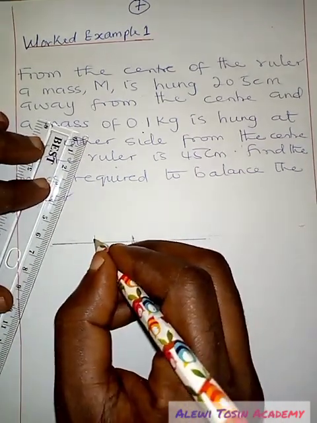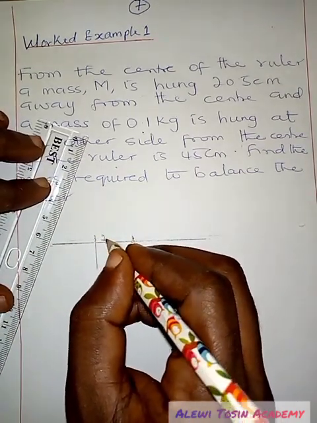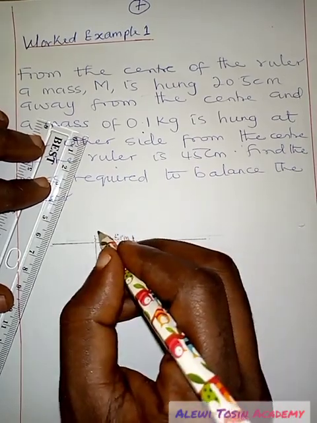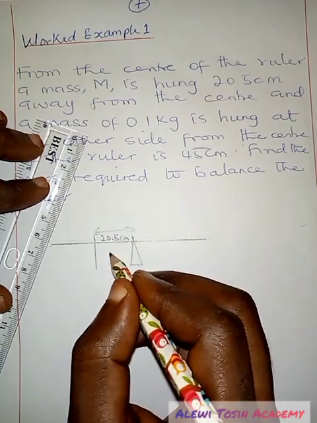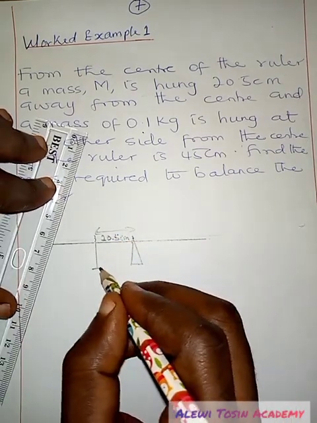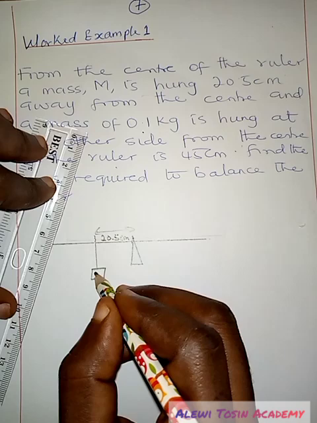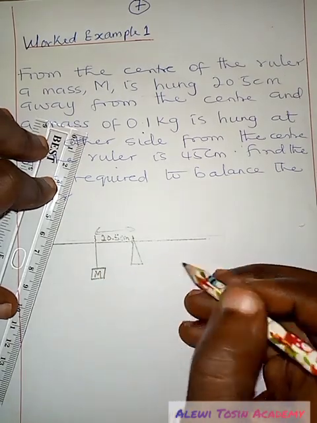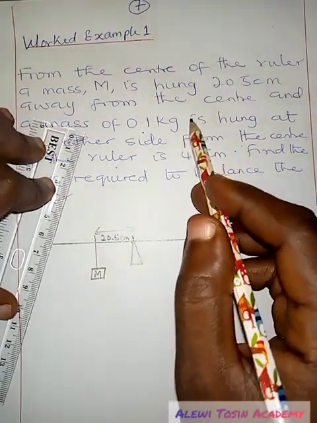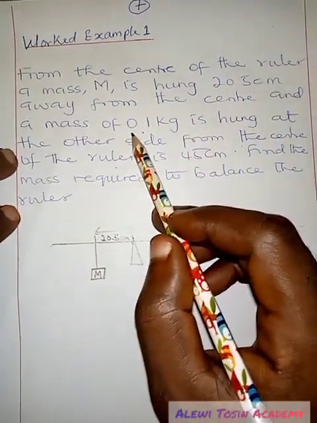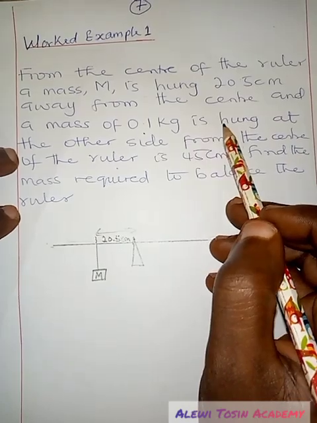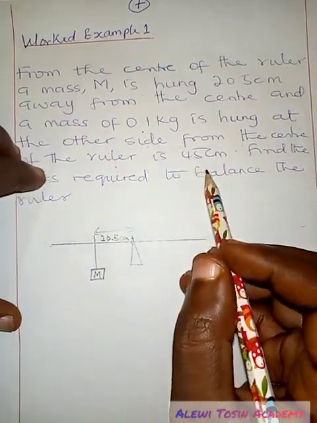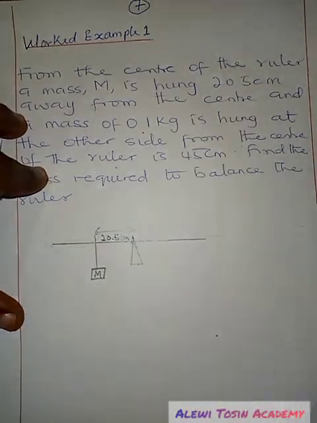So let's call this place 20.5 centimeters. That's this place to this place, 20.5 centimeters. Now, a mass M, which is an unknown mass, is hung there. And a mass of 0.1 kilogram is hung at the other side.